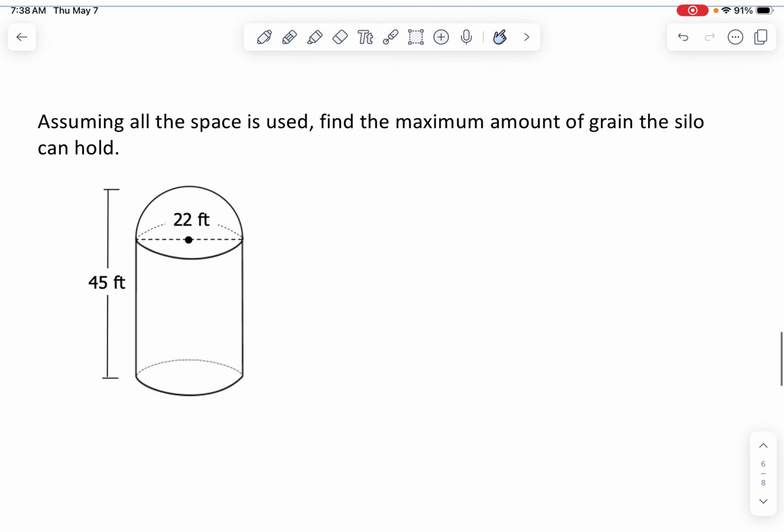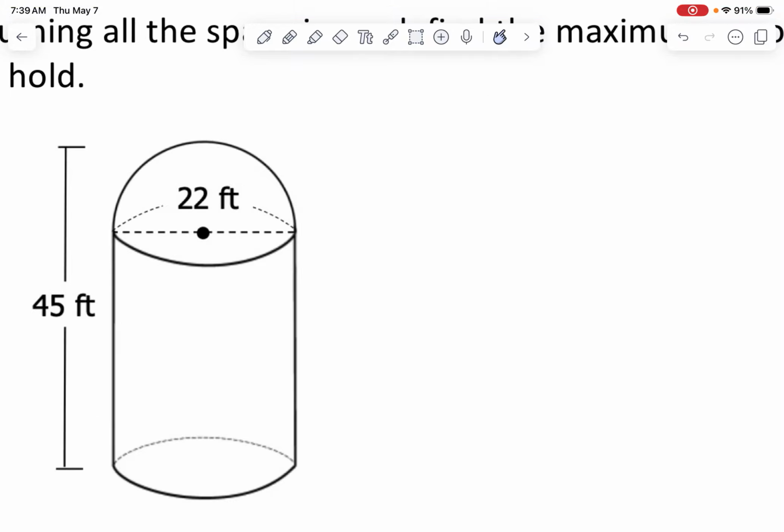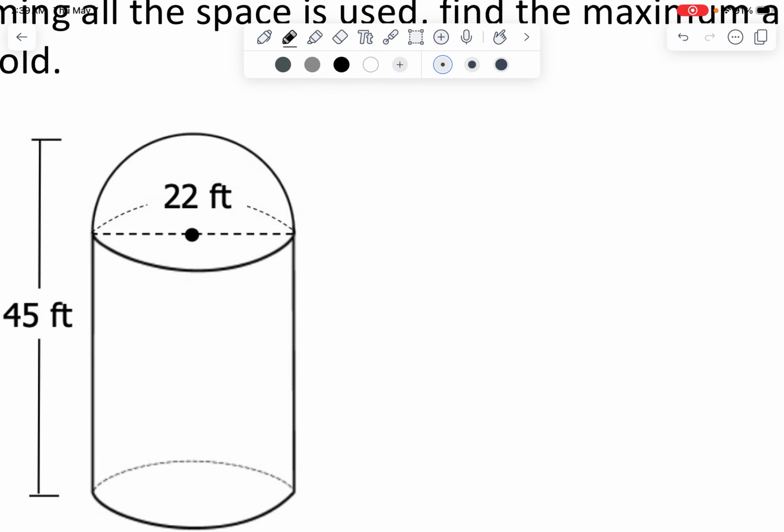Okay, so let's take a look at a composite shape. Assuming all the space is used in this shape here, find the maximum amount of grain the silo can hold. So here's a silo that is 45 feet tall. We can see that we have a hemisphere on top of a cylinder. And the hemisphere has a diameter of 22, which means the radius is 11, right?